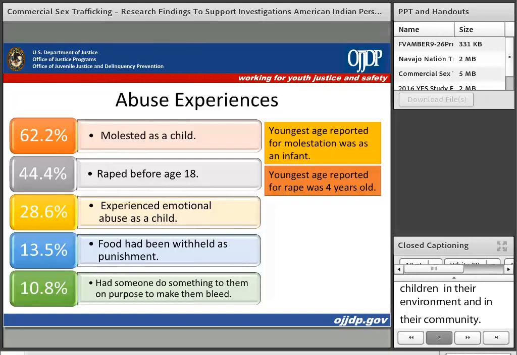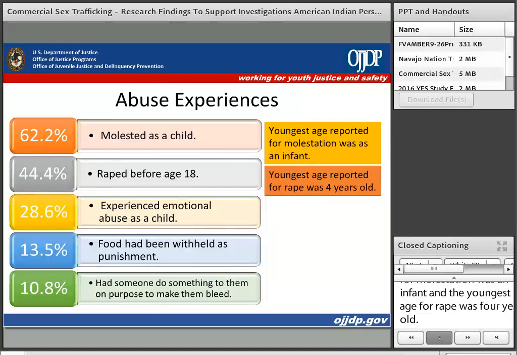62% reported being molested as a child. 44% reported that they've been raped before age 18. The youngest age reported for molestation was as an infant, and the youngest age for a sexual assault or rape was 4 years old.